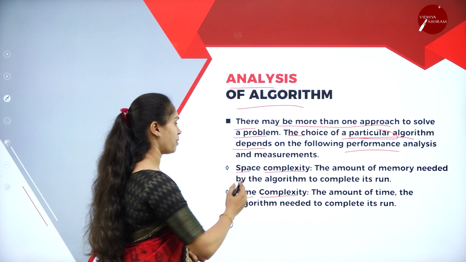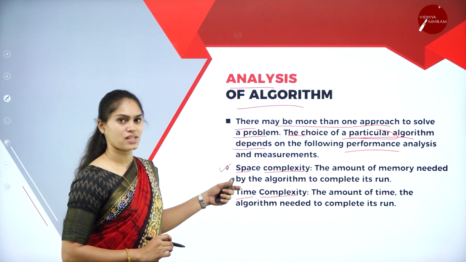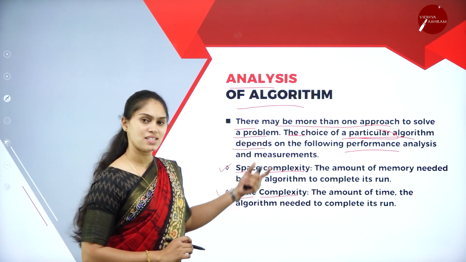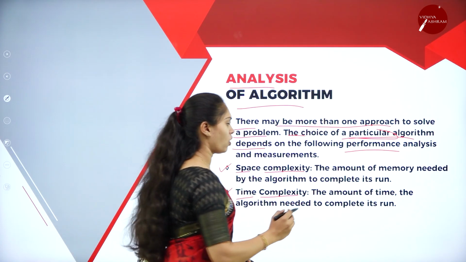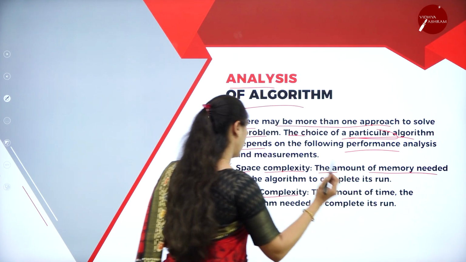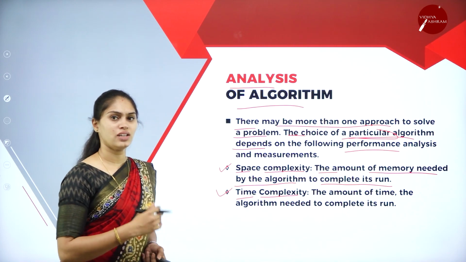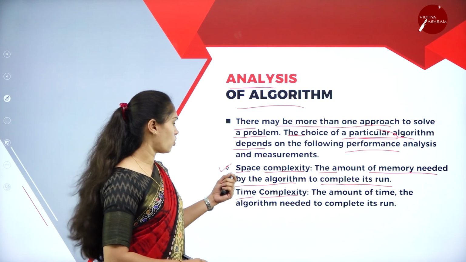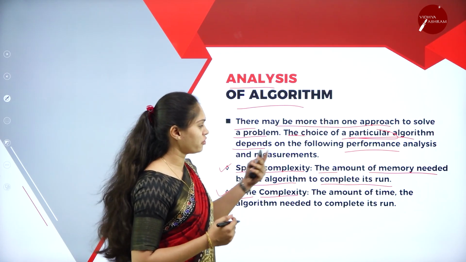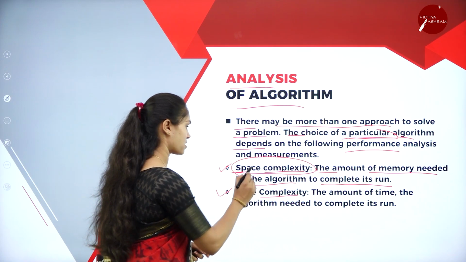So that is space complexity. Based on space complexity and time complexity, we are going to choose the best algorithm. Space complexity is the amount of memory needed by the algorithm to complete its run. So when I write an algorithm and run the program, it has to check the amount of memory it requires. That is nothing but space complexity.